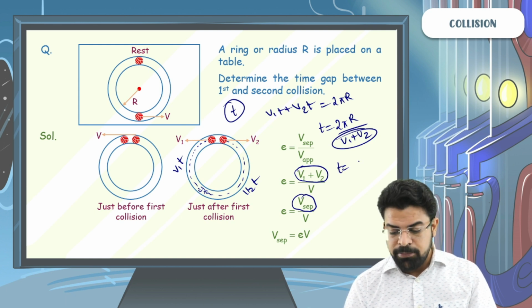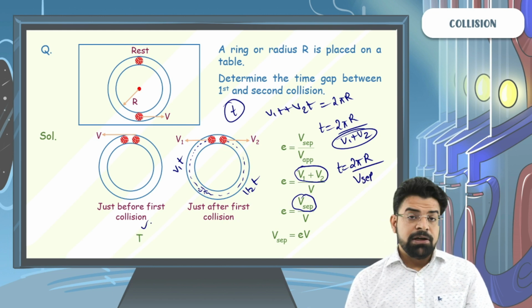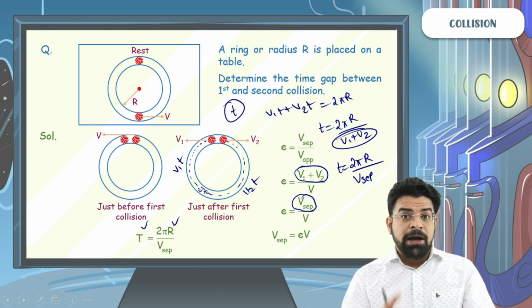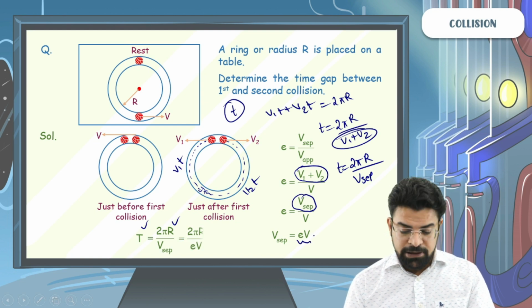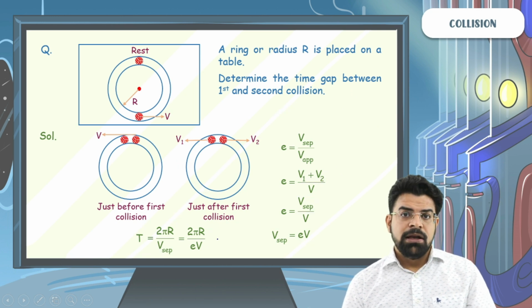So the time gap between two consecutive collisions will be 2 pi r by velocity of separation. So we can say the time gap between the first collision and second collision will be 2 pi r by the velocity of separation, and in place of velocity of separation you can write ev. So you get simply 2 pi r by ev. Let's see the next thing.